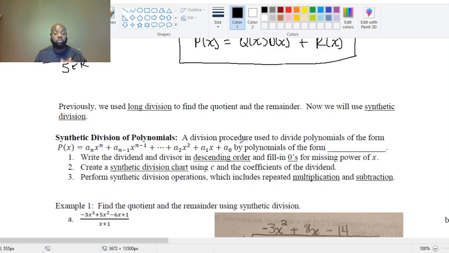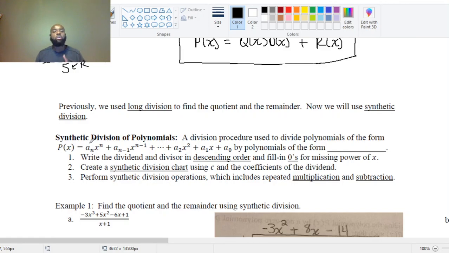So this is what it says. Synthetic division is a division procedure used to divide polynomials of the form P of X equals a sub n x to the n plus, and so on. Remember, this is our general form of writing polynomials. It looks very technical, but basically it's a sum of terms that are power functions, a coefficient or a number multiplied by your input variable x raised to some whole number power. It's the sum of those terms.